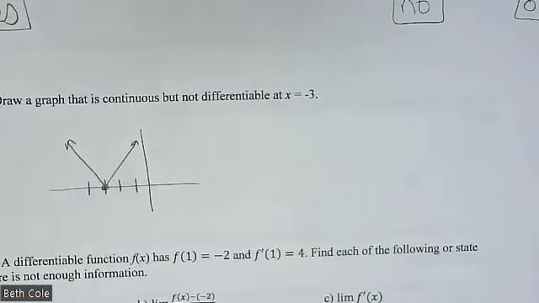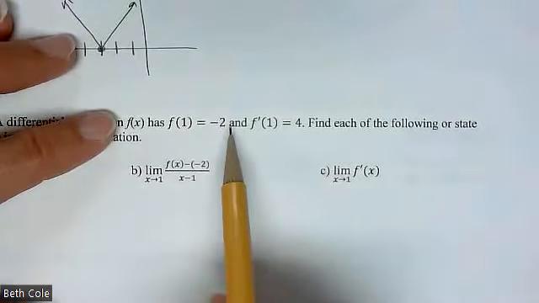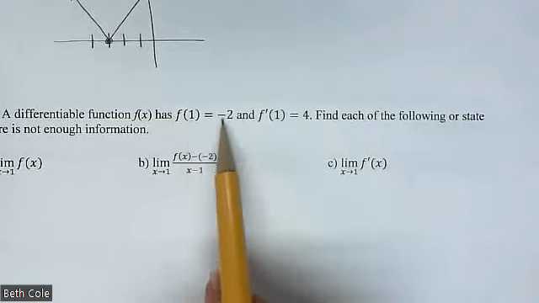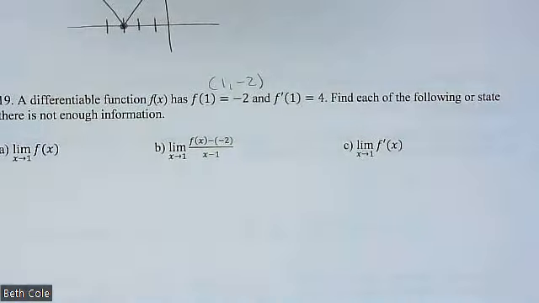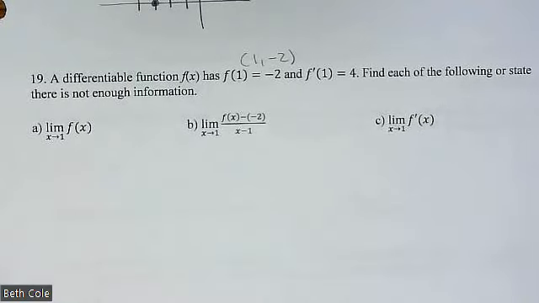All right, a differentiable function has these two properties. So you have a point (1, -2). If you want to write that out as (1, -2), I do that a ton. And derivative means slope. Slope is 4. Find each of the following or state that there's not enough information. We did one exactly like this before.